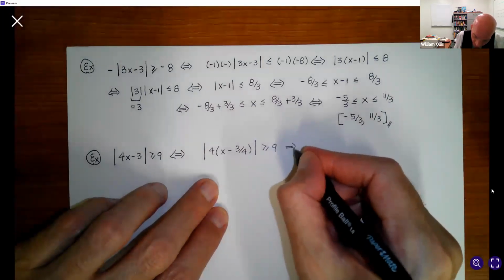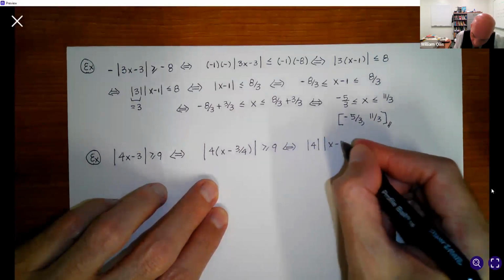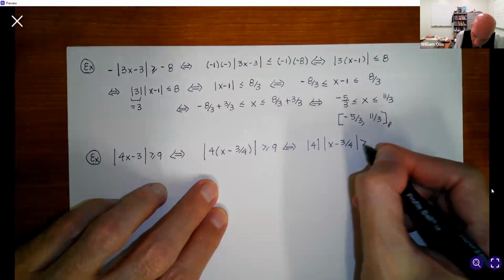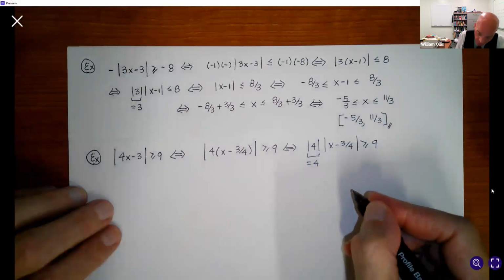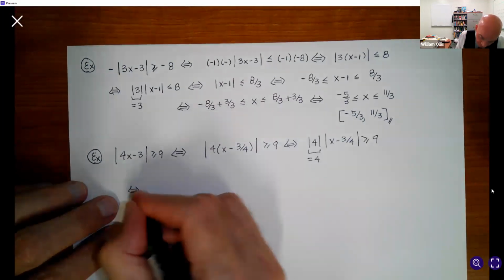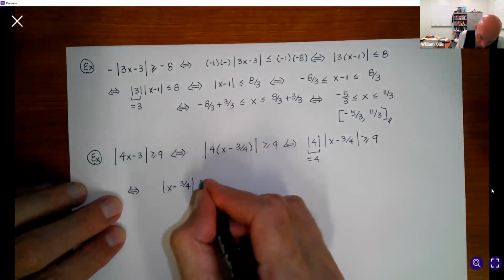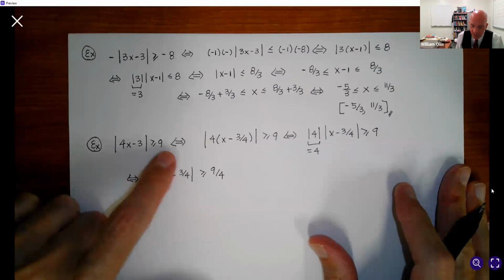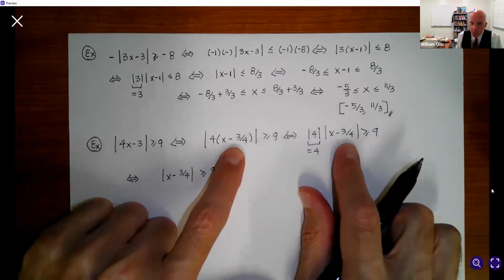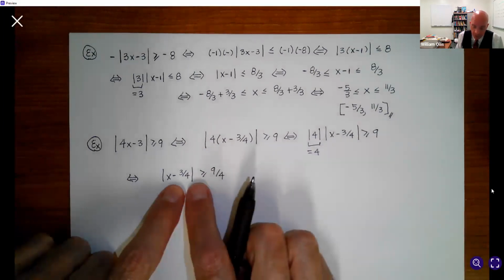And so if and only if the absolute value of 4 times the absolute value of x minus 3/4 is greater than or equal to 9. Of course, like we had before, this just equals 4. So now we can divide by 4, and we have the absolute value of x minus 3/4 is greater than or equal to 9/4. What's nice about this is that you get practice manipulating the expression, or the argument, inside the absolute value, or sometimes we just say the argument of the absolute value, and we simplify it.